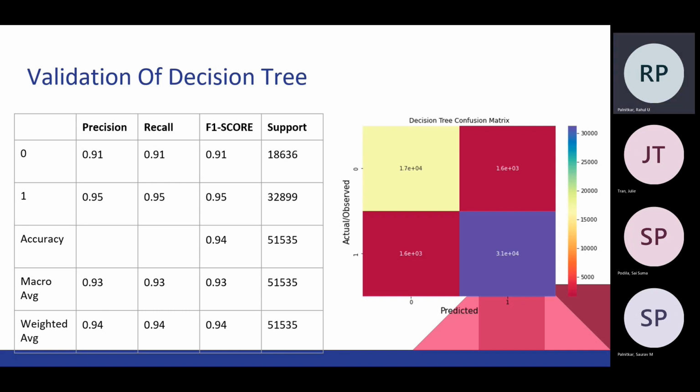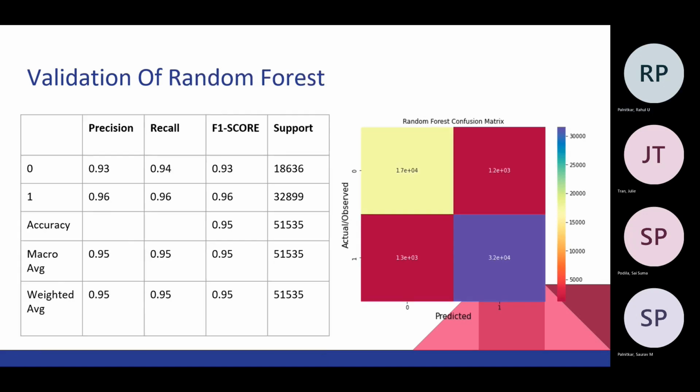So for decision tree, we got around 0.9, which is a good score for evaluation. Moving on to random forest. Random forest was the best one we got. Again, it's a little more than the decision tree. It's close to 0.95, and KNN was the third one.